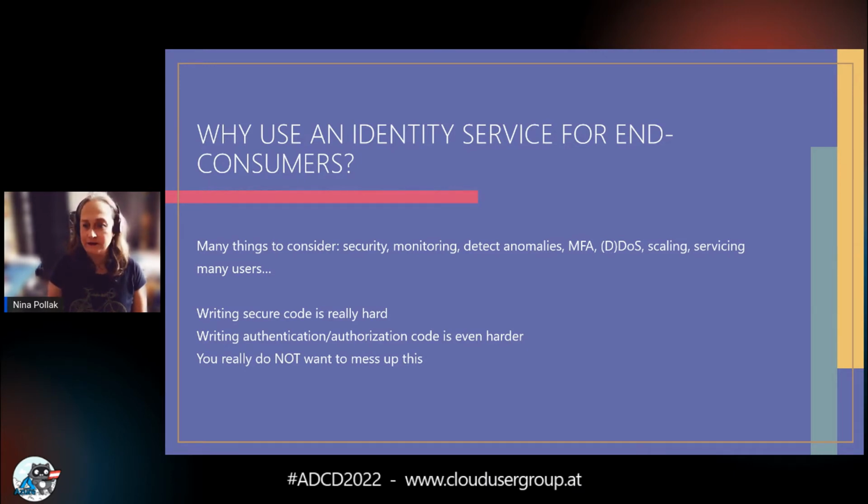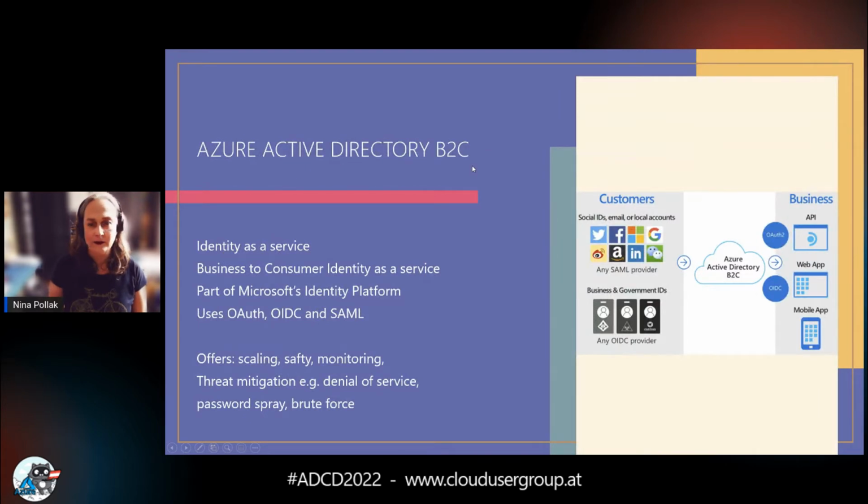So you have to do multi-factor authentication. You have to handle distributed denial of service attacks. You have to do the scaling depending on how large your service will be. Writing secure code is really hard, but writing authentication and authorization code is even harder. So you should always depend on ready libraries and also services. And Azure Active Directory B2C is one of these services.